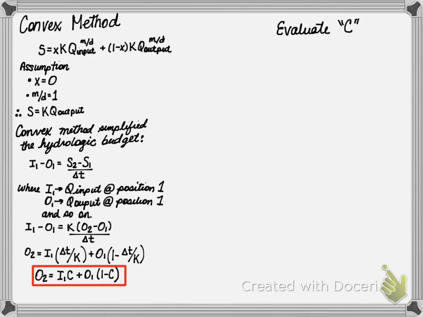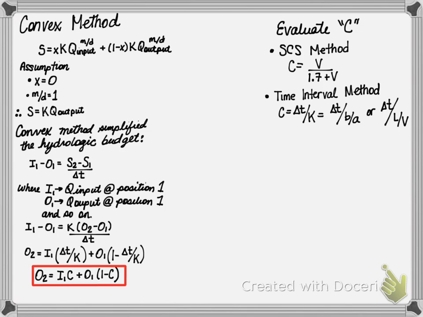So how do we evaluate C? First is the SCS method, where C is equal to the velocity divided by 1.7 plus V. You must know the velocity in the channel. This can be done by taking an average velocity for the various depths and flow rates.